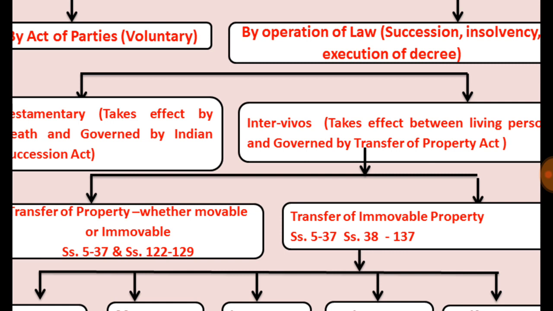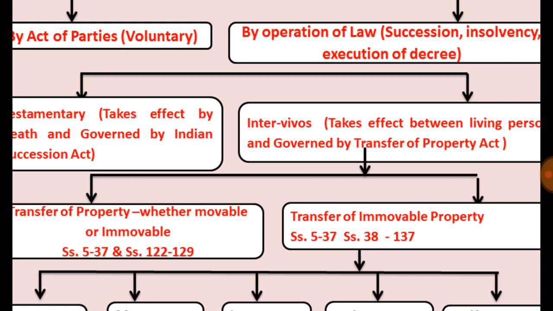Then this act is applicable to transfer of movable properties as well as immovable property. Therefore, firstly, the first part, sections 5 to 37 and sections 122 to 129, are applicable to transfer of property, whether movable or immovable. And the second part, which consists of sections 38 to 137, is exclusively applicable to transfer of immovable property.